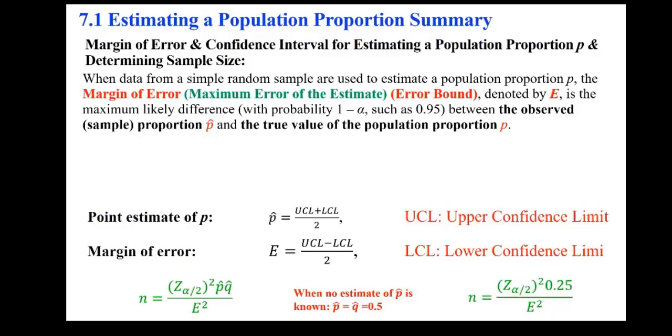One thing I want to make a point of, depending again on the text that you're studying, this is called a margin of error, maximum error of the estimate, or error bound. So those are different names that you can see.